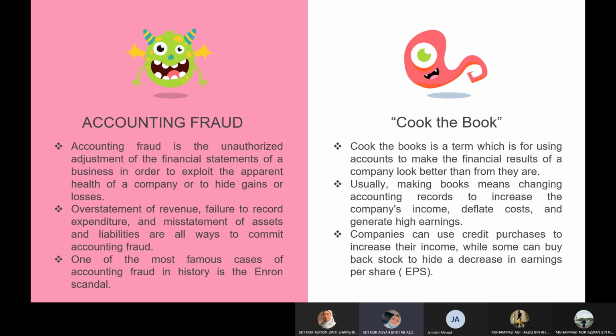And for the term cooking the books, which is using accounting to make the financial result of a company look better than they are. Usually cooking the books means changing accounting to increase the company income, deflate costs, and generate high earnings. Companies can use credit purchases to increase their income, while some can buy stock to hide a decrease in earnings per share, EPS. The examples for cooking the books, as I said before, are credit sales and increased profit, and stock buyback.